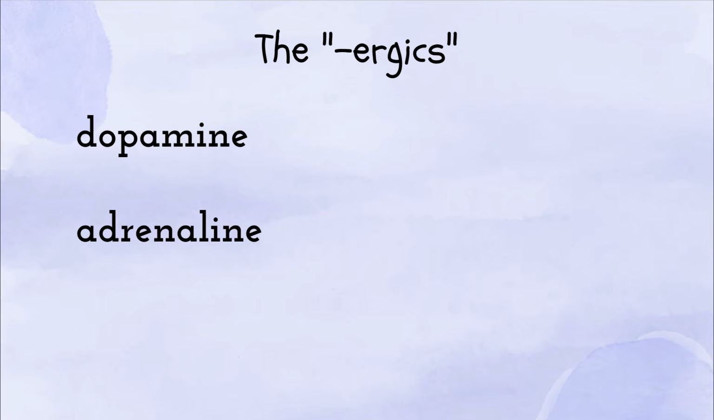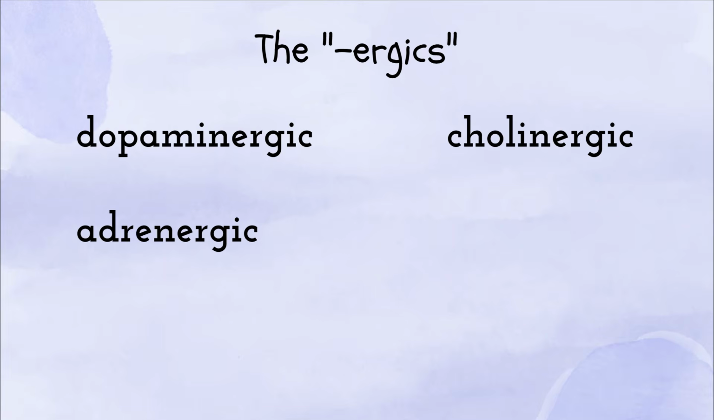Another way to break up neurons is based on what they release. You might have heard of dopamine or adrenaline as neurotransmitters before. Well, a neuron that releases dopamine can be called dopaminergic, and a neuron that releases adrenaline can be called adrenergic. Similarly, we can get cholinergic, serotonergic, etc., etc.